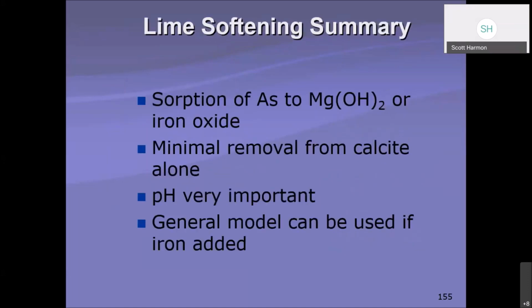Lime softening, talked about this briefly. Absorption of the arsenic onto iron oxides, minimal removal from calcite alone. pH is very important to lime softening. Remember, you're talking about pHs at much higher levels. The general model that we talked about earlier can be used if iron is added to this process as well, be it from your natural source water or from an iron coagulant.